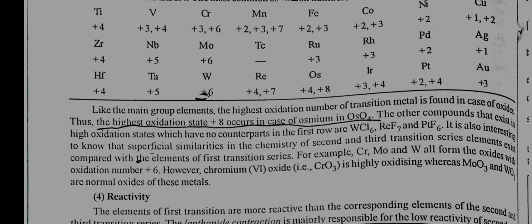ReF7 and PtF6. It is also interesting to know that superficial similarities in the chemistry of second and third transition series elements exist compared with the elements of first transition series. For example, chromium, molybdenum and W all form the oxides with oxidation number +6. However, chromium(VI) oxide is highly oxidizing, whereas molybdenum oxide and W oxide are normal oxides of these metals.